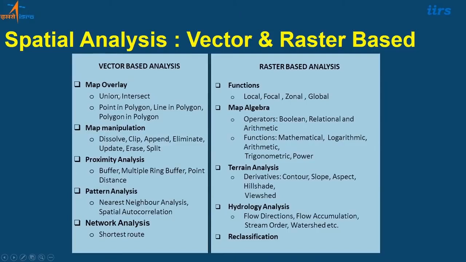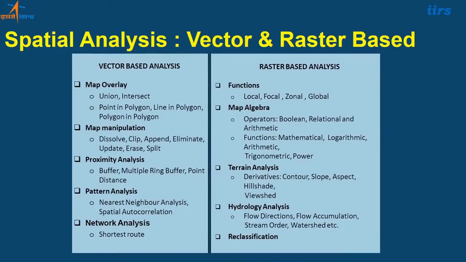The first one, vector based analysis. The first is the map overlay: the union operation, intersect operation, point in polygon, line in polygon, or polygon in polygon. These are some of the operations that are performed on vector based data sets. Similarly, map manipulation: dissolve, clip, append, eliminate, update, erase, split. These are the map manipulation operations. I am changing the map now here. I am extracting a small portion from the image. Clip. I am doing a clip of it.